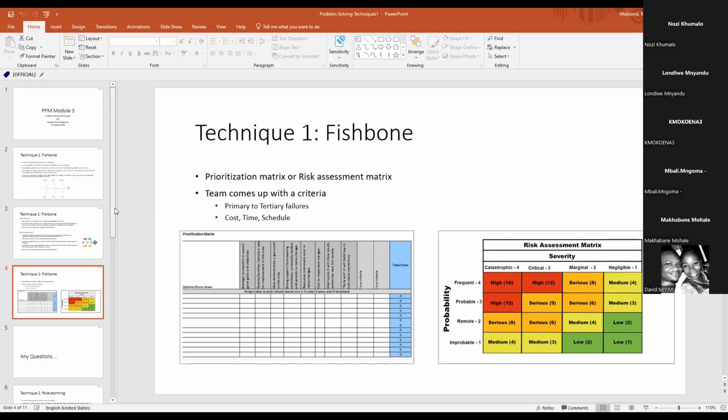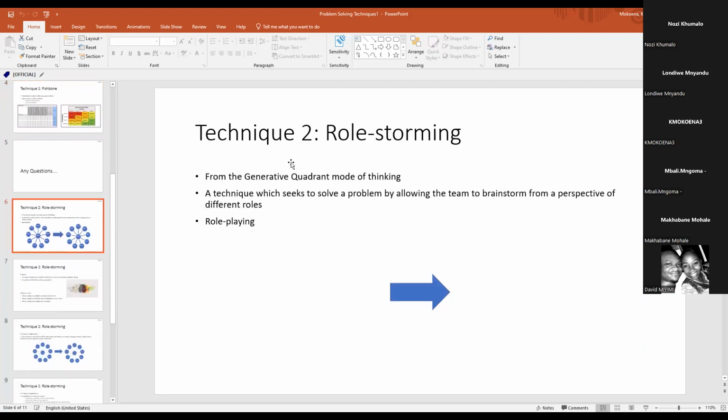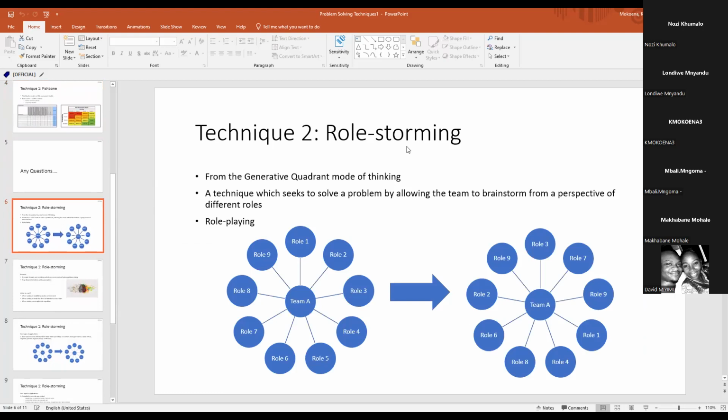And then my second one was role storming. So this is literally the team members, right, in a team storming up roles. So what it is, it's coming from the generative quadrant, right? And then it's a technique which seeks to solve a problem by allowing the team to brainstorm from a perspective of different roles, right? So it's role playing.